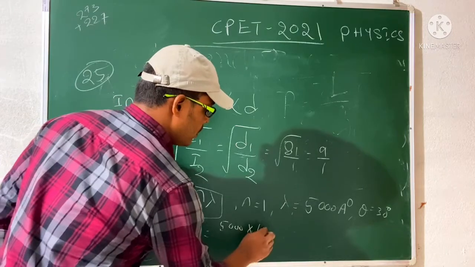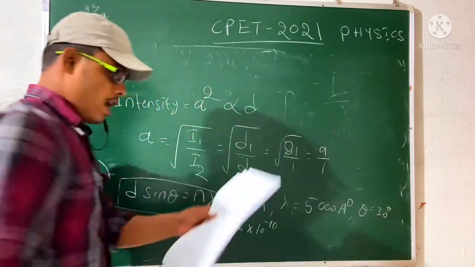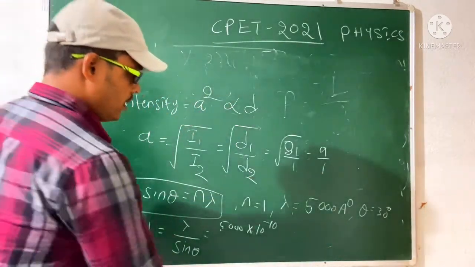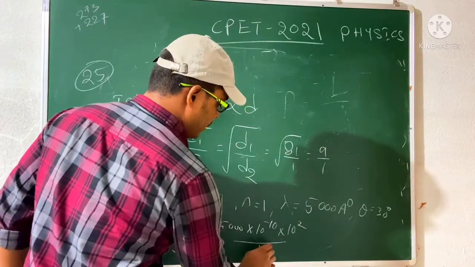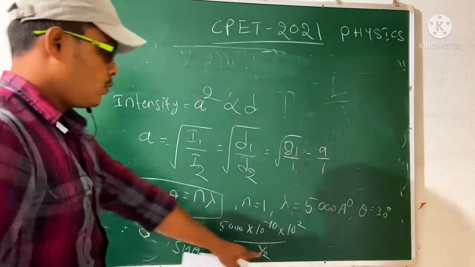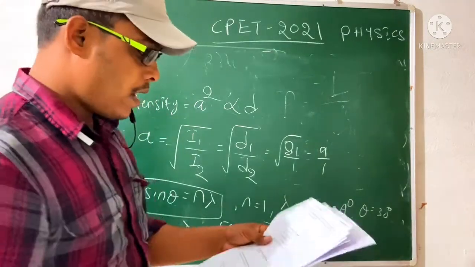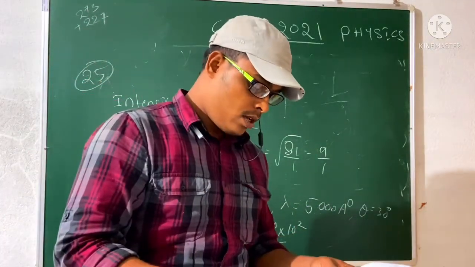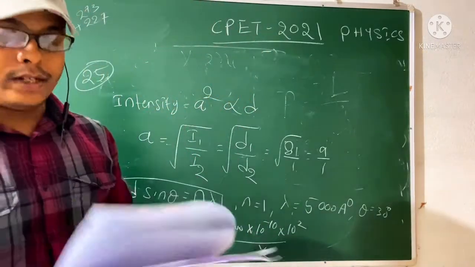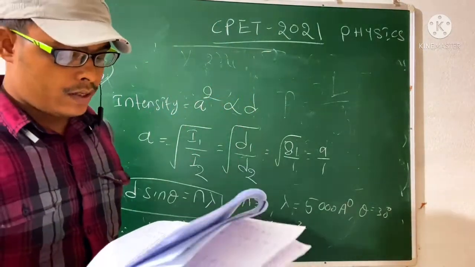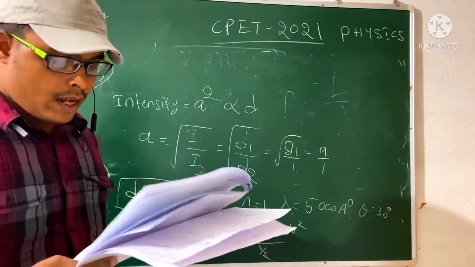So 5,000 into 10 to the power minus 10. Now give the answer in centimeter, so meter to centimeter is 10 to the power 2, divided by sin 30, that is half. So this 2 will come to the upper side. So your answer will be 10. Now this is not required to solve further. So the answer will be 10. So 26 answer is B.